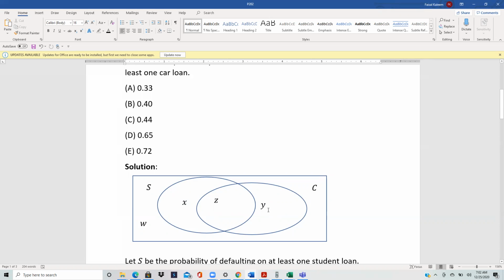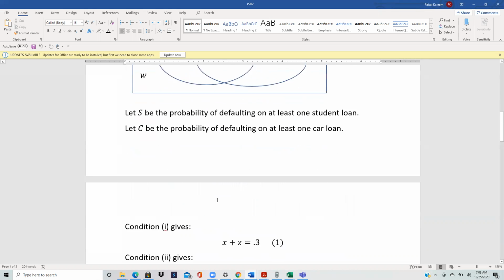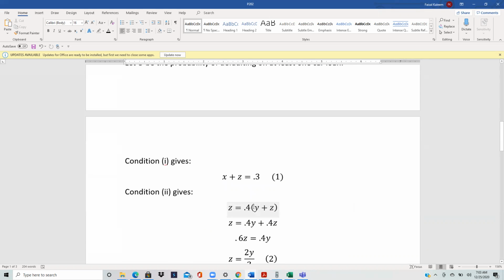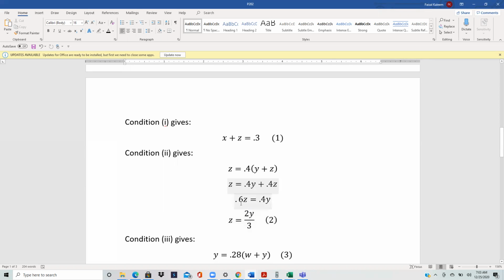40% of the ones who default on car loan default on one student loan, which is Z. So Z is 40% of Y plus Z. And when we solve this, we get Z equals 0.4Y plus 0.4Z, and 0.6Z equals 0.4Y, and you divide by 0.6, so you get Z equals 2Y by 3.